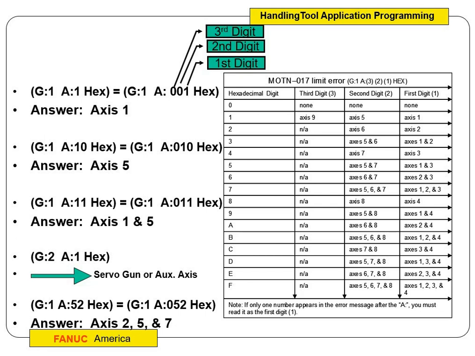Hopefully this is starting to make sense. Let's go down to the bottom one. It says G1A052 hex. So 0 for the 3rd digit means what? None.